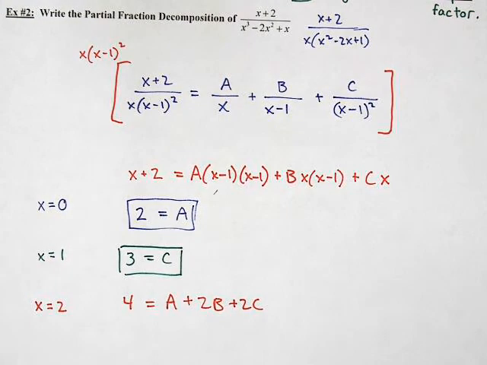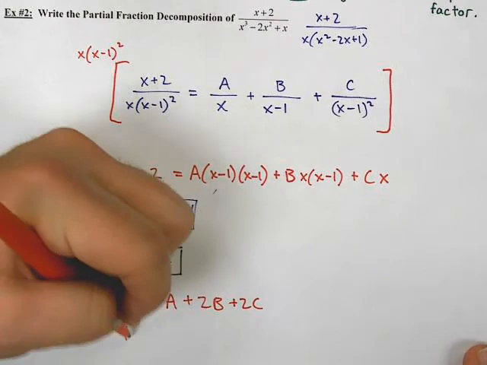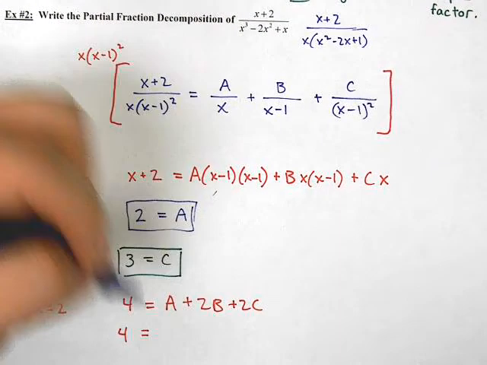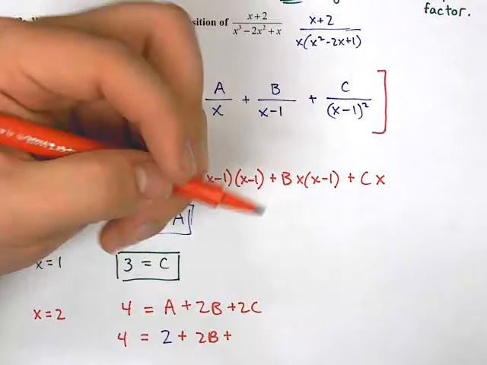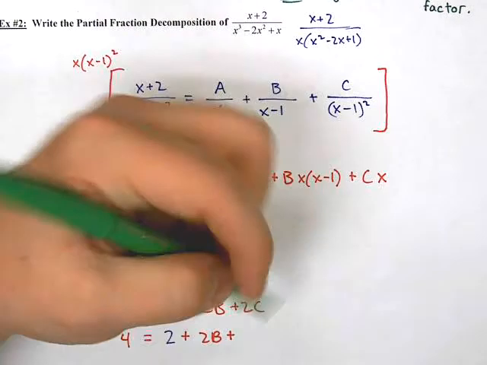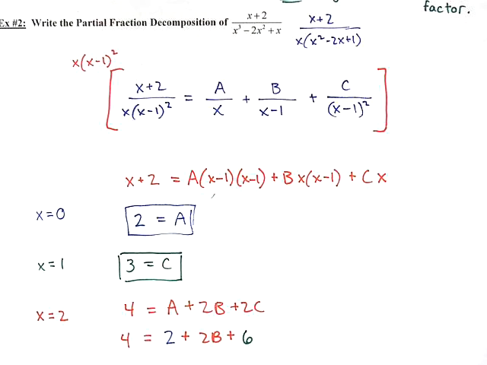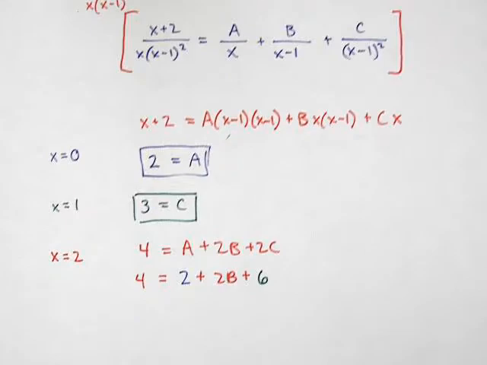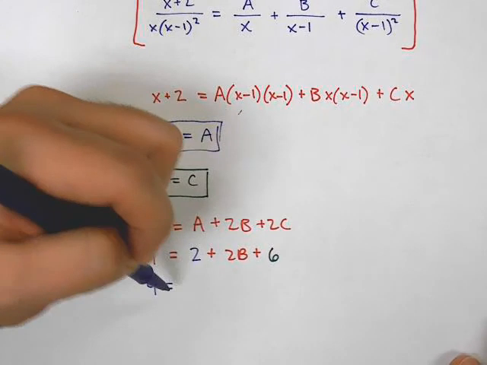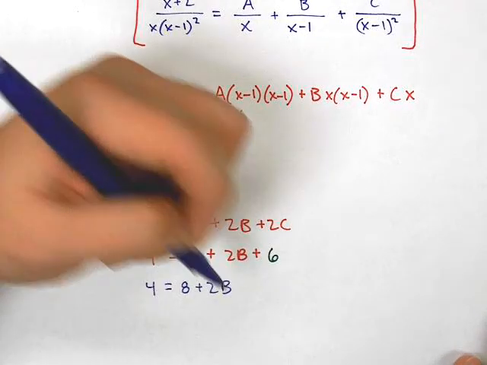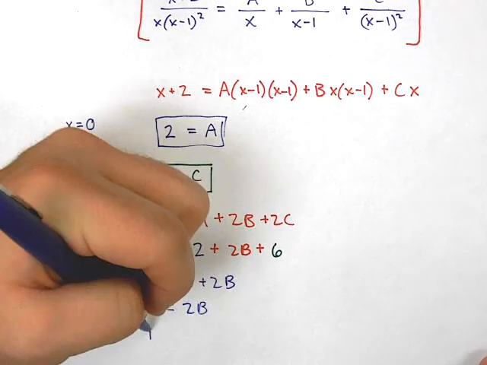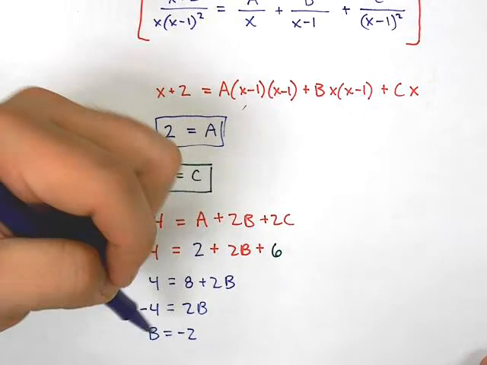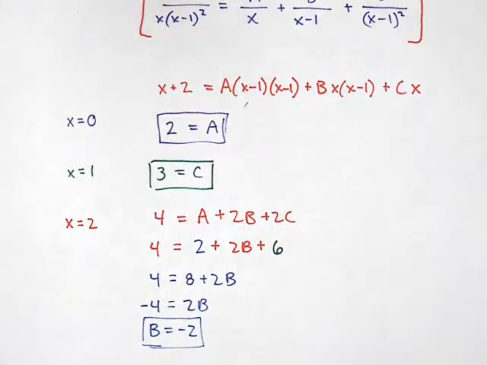Now, we know some things, don't we? We know 4 equals, what do we have? 2 plus 2b plus 2 times 3 is 6. Alright, so we're getting there. Let's clean this up now. 4 equals 8 plus 2b. Negative 4 equals 2b. b equals negative 2. Alright, and now we can write our final answer.